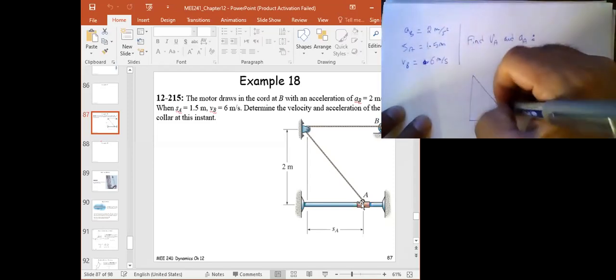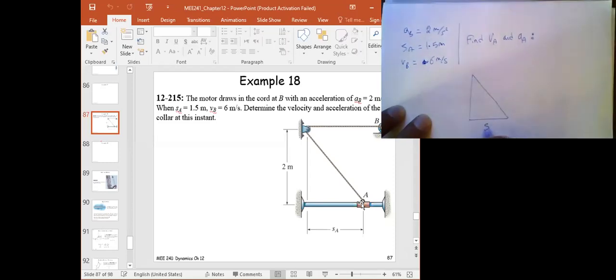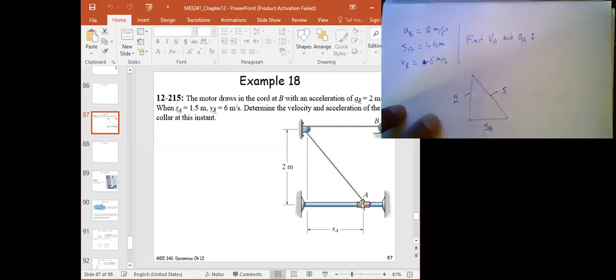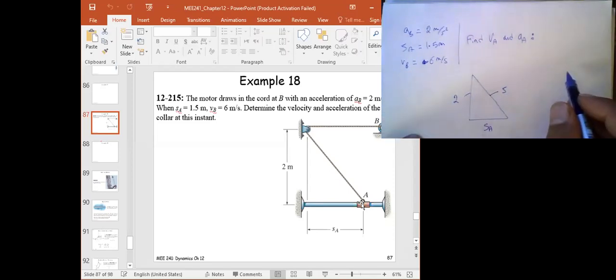We do the same as before. So this guy is 2 here, and basically here we have a cord. Let's actually call that distance S. And the distance is changing as a function of time, so this guy is S of t. And then this is SA.